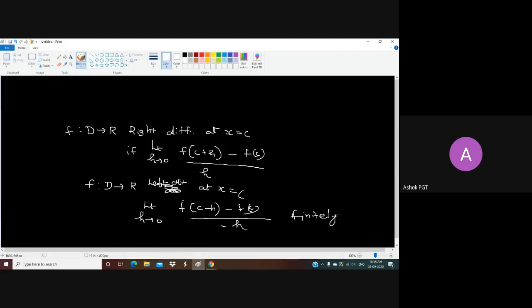It has one numerical value. That is what they say. Infinitely cannot be there, finitely. Students, are you clear? Yes, sir. This is right differentiable, this is left differentiable.